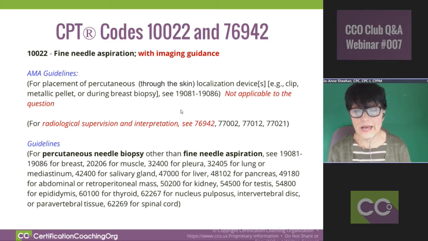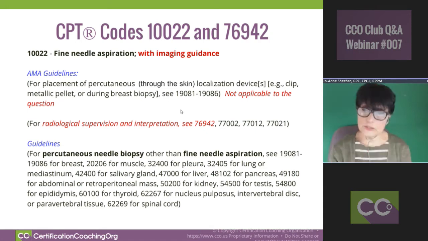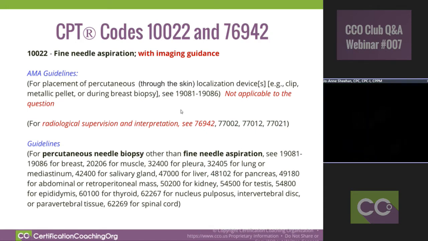But underneath that guideline comes the important guideline, where it says, for radiological supervision and interpretation, see the CPT codes, and it gives you a few: 76942, which is the one we're focusing on, 77002, 77012, and 77021. So that you would zero in on because imaging guidance is radiological, okay?